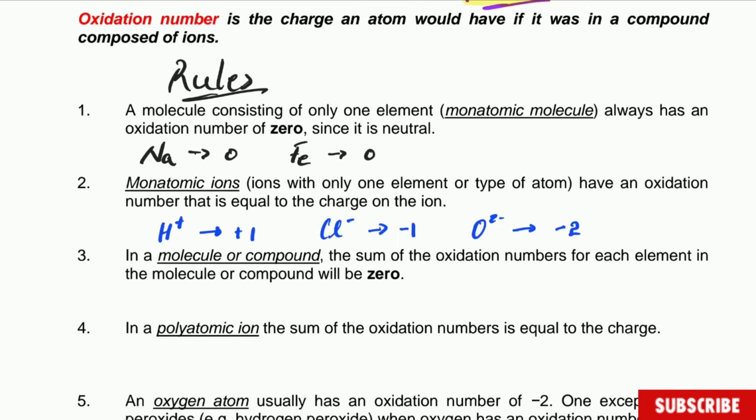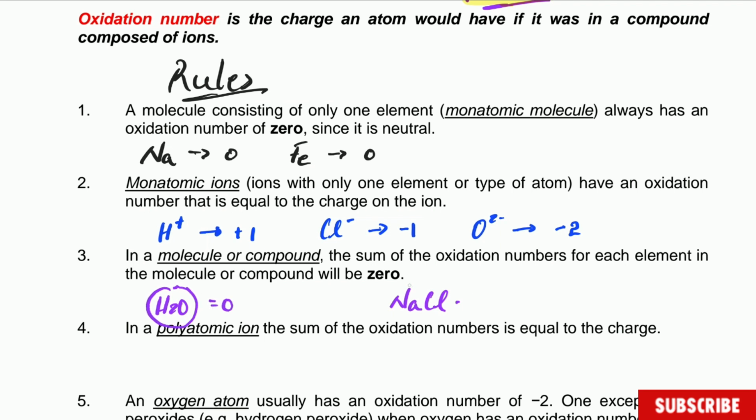In a molecule or compound, the sum of the oxidation numbers of each element in the molecule or compound is going to be zero. This is mathematics and it's quite simple. Now, when we say molecule or compound, let's say for instance water, a simple example, H2O, and let's use another compound like sodium chloride, NaCl. So what it means is that the oxidation number of the whole molecule is going to be equal to 0.